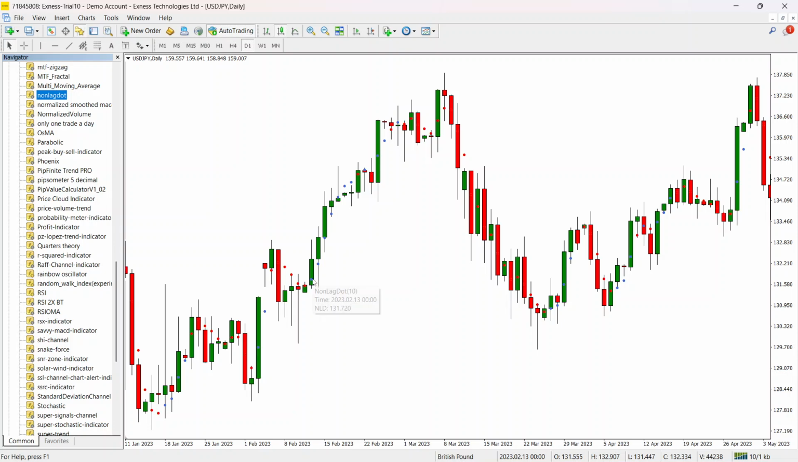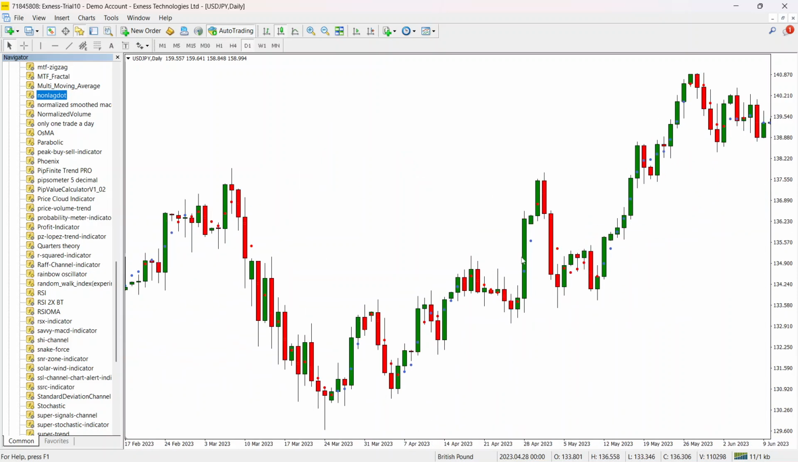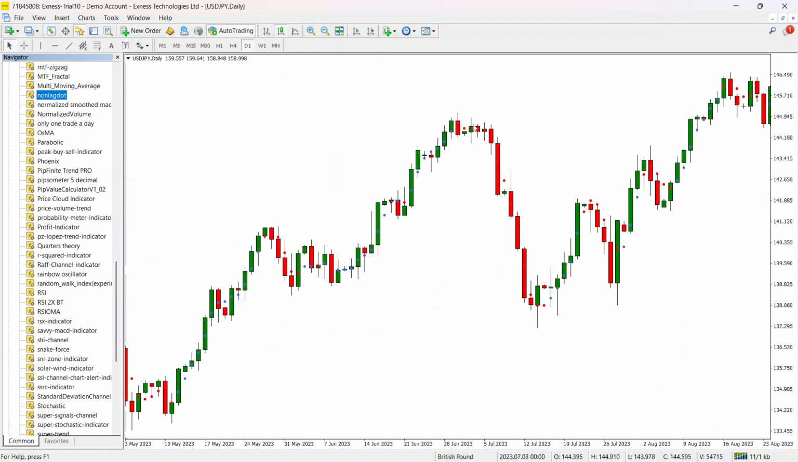As you can see, blue dots for bullish trend and red dots for bearish trend. As you see on the chart, you can see how it changes color to indicate the change in trend direction.